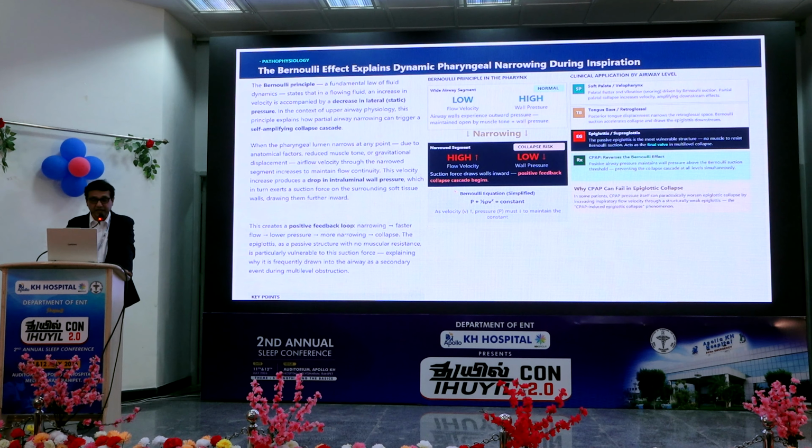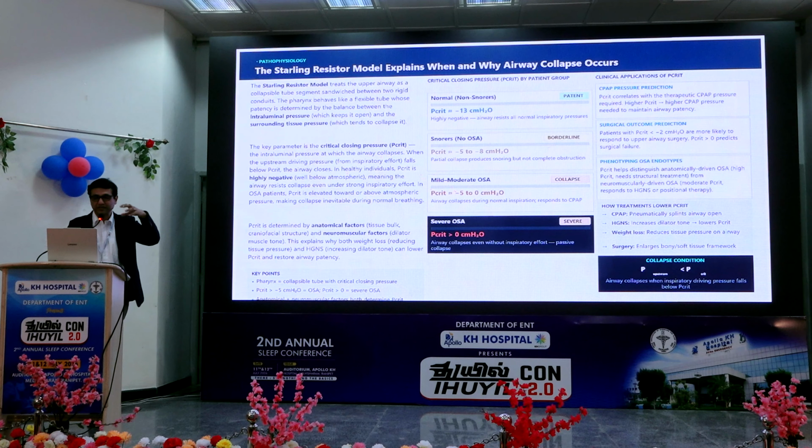And the Starling resistor law is also a very important thing. In the Starling resistor model, the airway is a collapsible tube. The nose is a rigid tube and the trachea is a rigid tube. In between, the airway is a collapsible tube. Whenever the pressure in the nose is higher, it automatically causes collapse in the midline. It causes collapse of our upper airway. That's why the critical closing pressure, Pcrit, is the intraluminal pressure at which the airway collapses. When the upstream driving pressure from inspiratory effort falls below the Pcrit, the airway always closes.